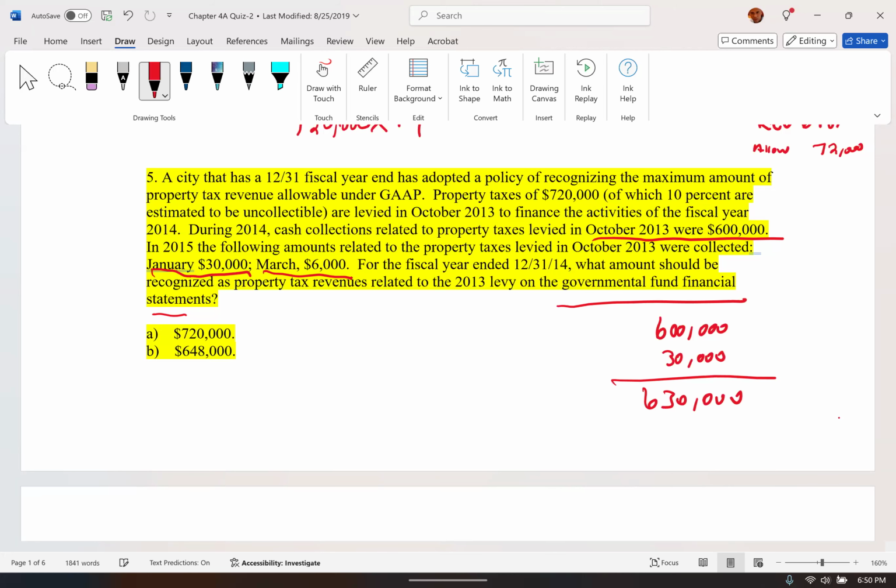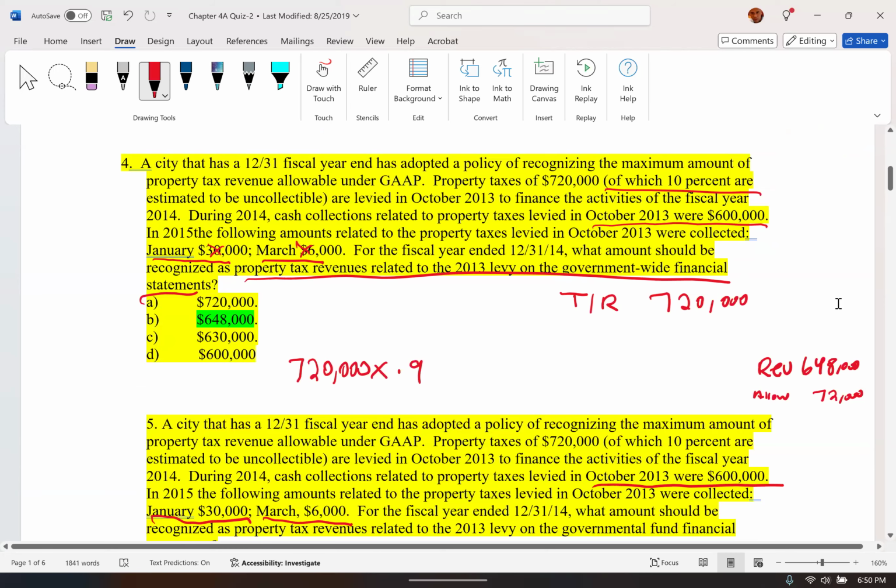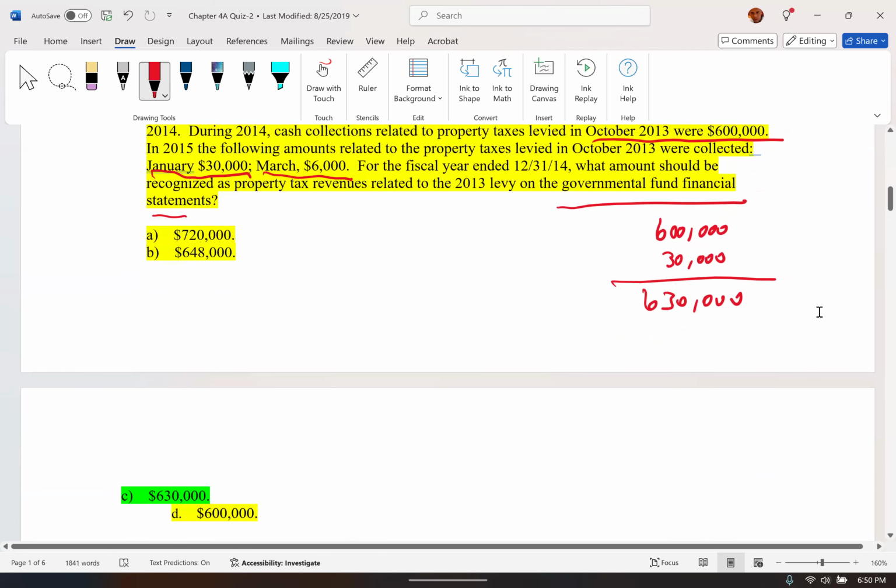630,000 as the answer. Now, sometimes students will say, well, what about the uncollectible amount? Well, the uncollectible amount will never be considered revenue. We put that in the allowance, right? That's never going to be considered revenue. And we only look to the 600 that we collected in advance of the year. So when we count the 60 days, it's 60 days after the fiscal year, right? They were looking for that 60 days. So it's within that 60 days for the 30,000, but not the 6,000.